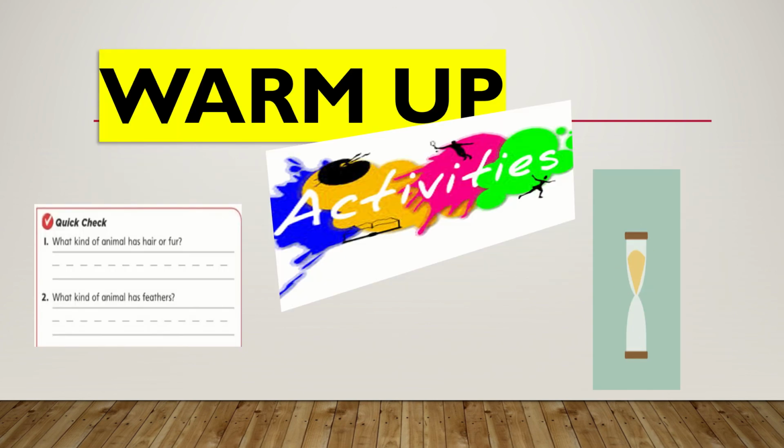Okay, so who can answer me now? What kind of animal has hair or fur? Mammals or birds? Amazing, great one. It is mammals. Mammals have hair or fur. Okay. And number two, what kind of animal has feathers? Birds or mammals?